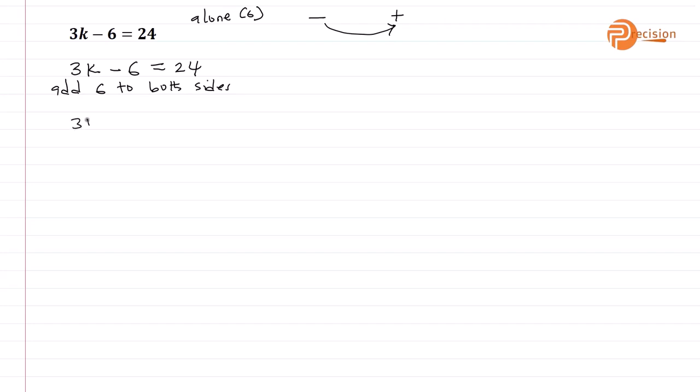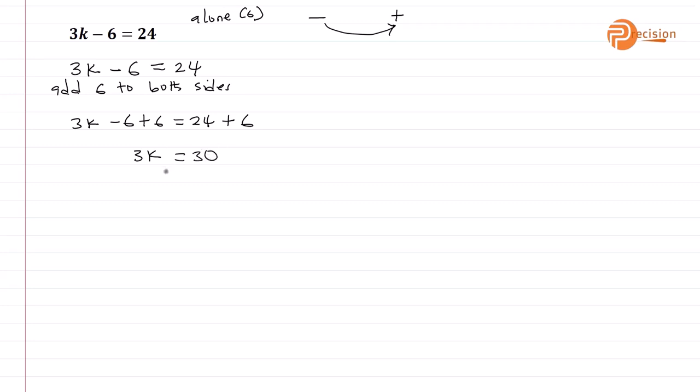We can now have 3k minus 6 plus 6 is equal to 24 plus 6. This 6 goes away. Minus 6 plus 6, different signs, subtract. So we now have 3k on the left hand side is equal to 24 plus 6 is 30.